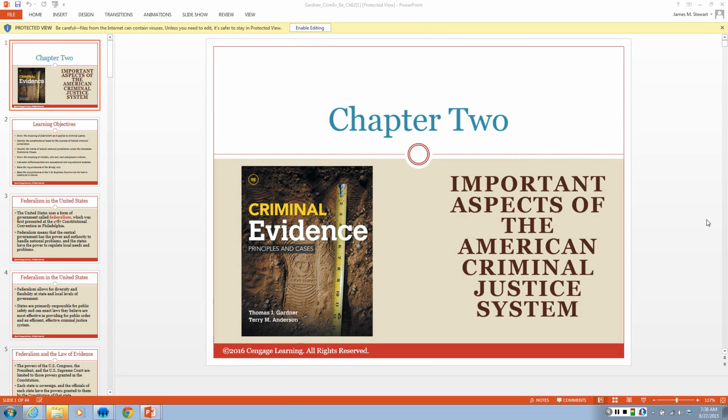and just cover a few things that students typically get kind of hung up on in regard to these two chapters. This week you've been tasked with reading chapters 2 and 3. Chapter 2 is important aspects of the American criminal justice system, and chapter 3 is using evidence to determine guilt or innocence. So there's a couple things in regard to chapter 2 that I think are pretty important for you to understand.